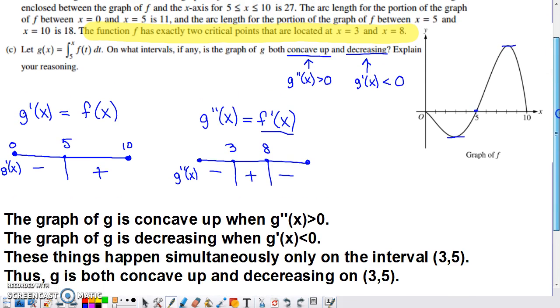So what can we conclude here? The graph of g is concave up when g double prime is greater than 0. The graph of g is decreasing when g prime is less than 0. These things happen at the same time between 3 and 5, right? We're looking for when the first derivative is negative, which happens from 0 to 5, and when the second derivative is positive, which happens from 3 to 8. So where do both things happen simultaneously? 3 to 5, and that's where our graph of g is going to be both concave up and decreasing.